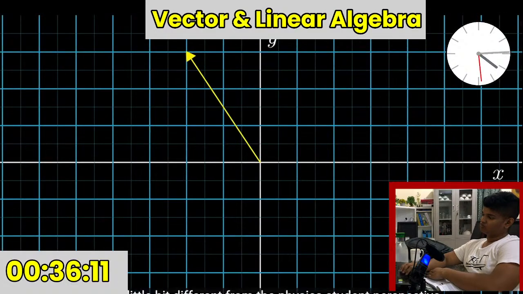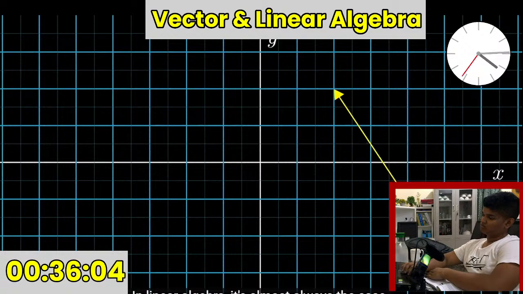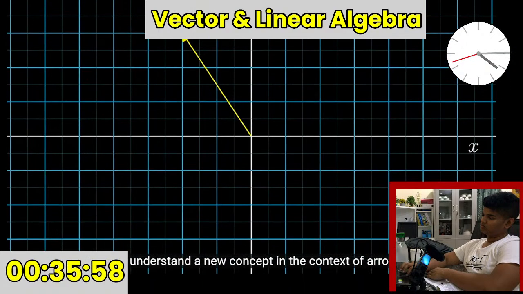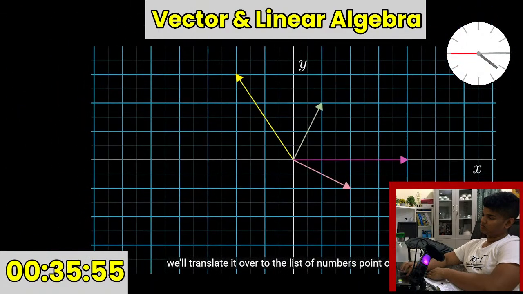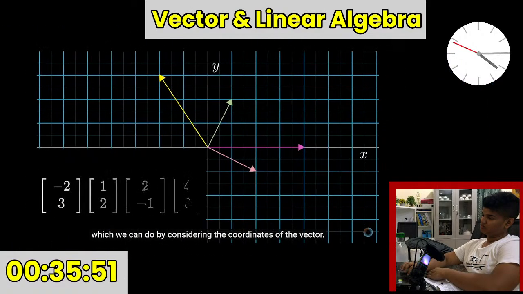This is a little bit different from the physics student perspective, where vectors can freely sit anywhere they want in space. In linear algebra, it's almost always the case that your vector will be rooted at the origin. Then, once you understand a new concept in the context of arrows in space, we'll translate it over to the list of numbers point of view, which we can do by considering the coordinates of the vector.